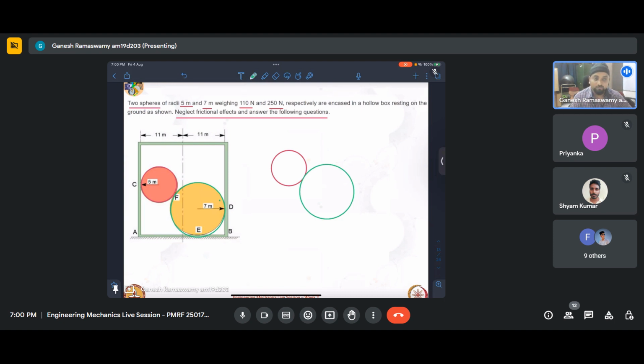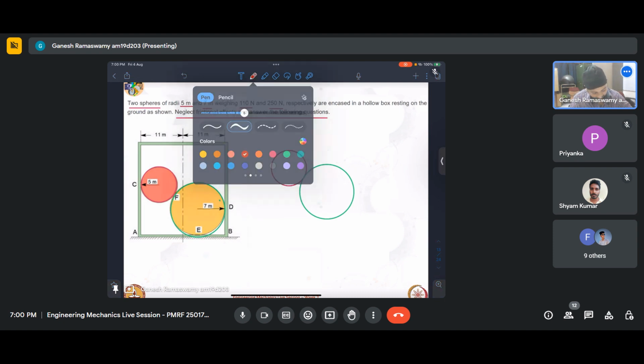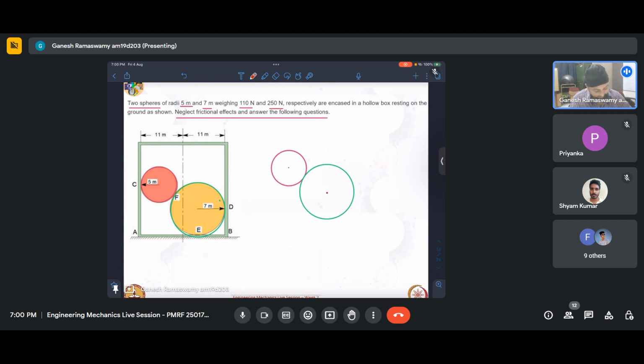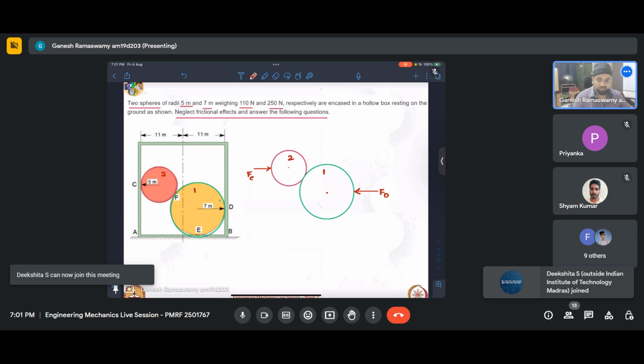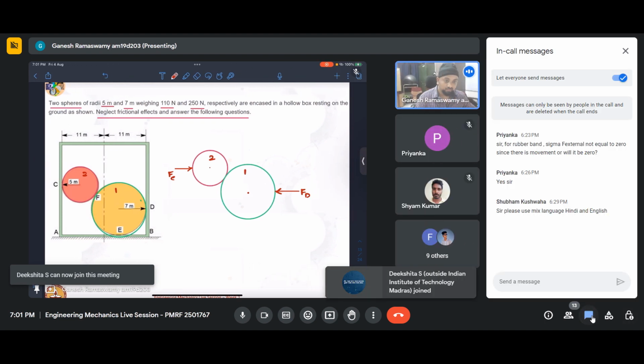So what will be the force interactions that I need to apply? This is the center, this is another center. So I have one force like that at point C, let me call this FC. That is applied by the box on the sphere. Similarly, I will have one force FD applied. Let me call this sphere 1 and sphere 2. FD will get applied.